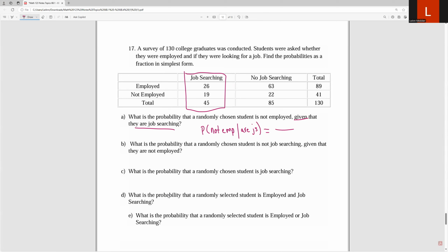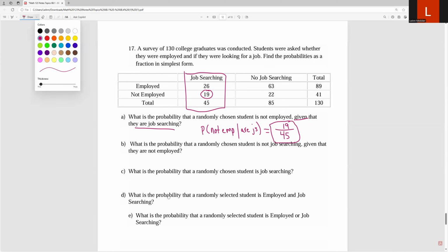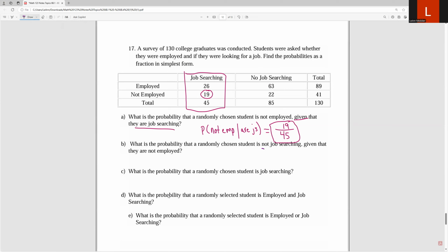So the number of people who are job searching is 45. The ones that are in that group that are not employed is the 19, and that does not reduce. Okay. Let's look at my next one. Let's do purple. What is the probability of randomly chosen student is not job searching given they are not employed? So now I'm hyper focused on not employed.